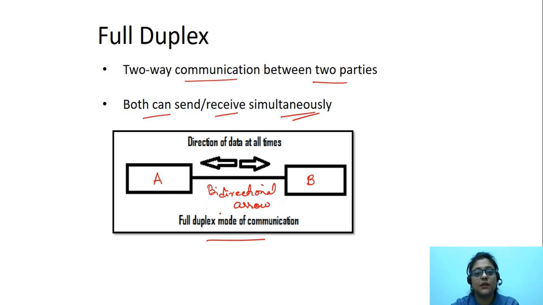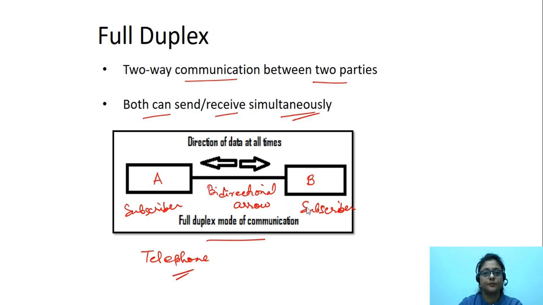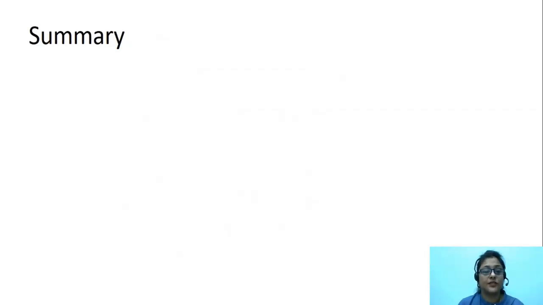One example of full-duplex communication is telephone. Here, both the subscribers, subscriber A and subscriber B, can connect with one another and can talk over the communication link all the times and simultaneously.